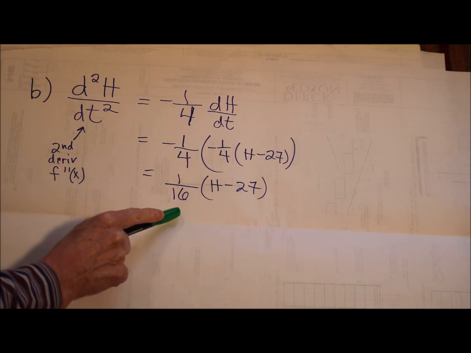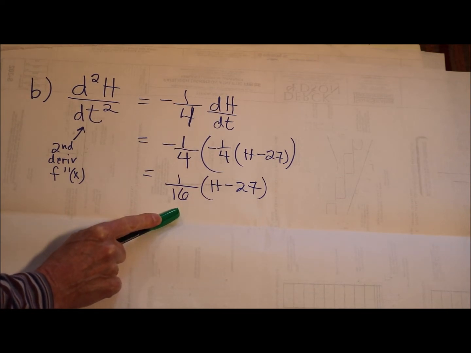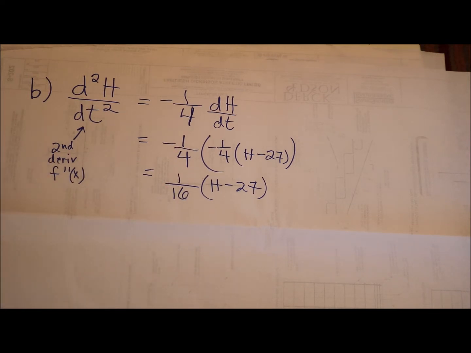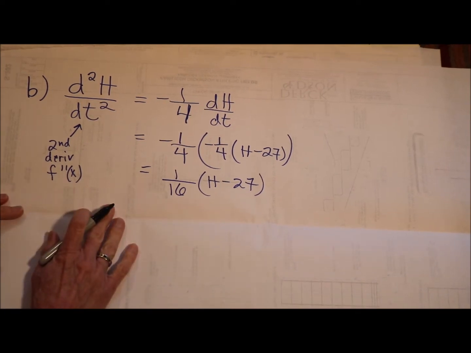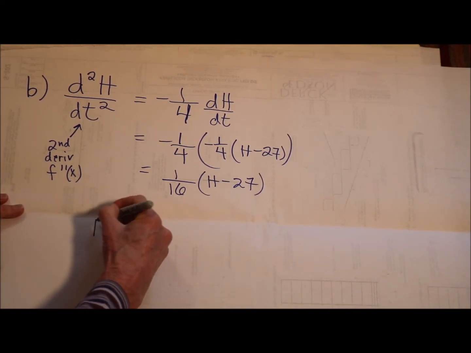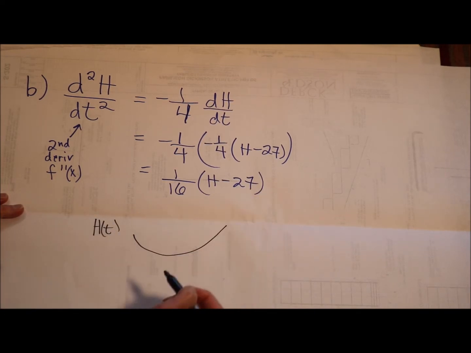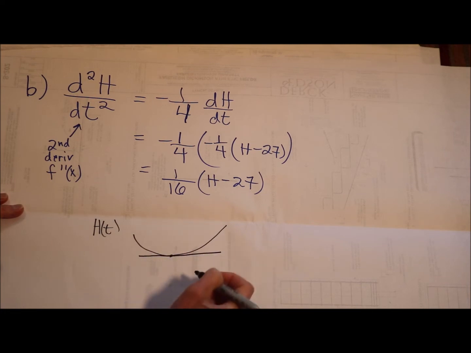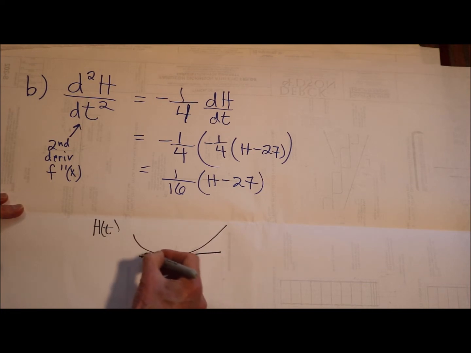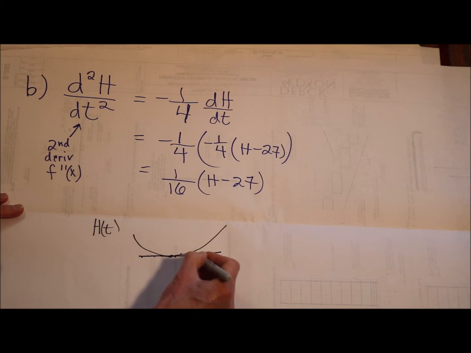So we have the second derivative, and now we're going to use that to decide if my answer to A is an overestimate or an underestimate. Remember, second derivative tells me about concavity. If h of t is concave up, and I have a tangent line, then any point on that tangent line that I use to estimate the value will be an underestimate.